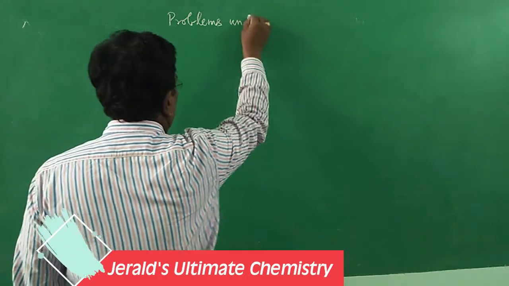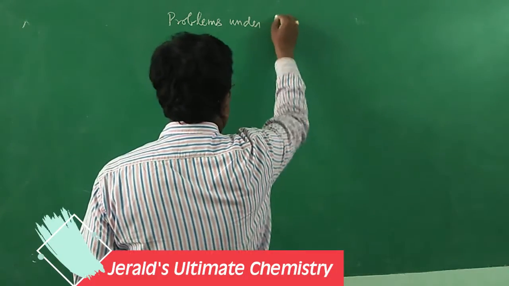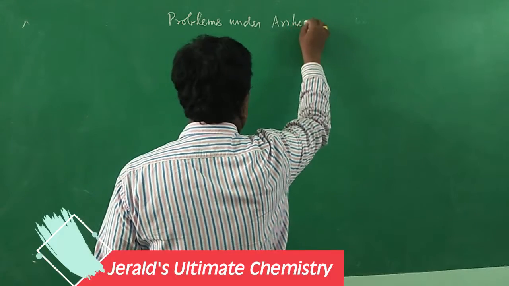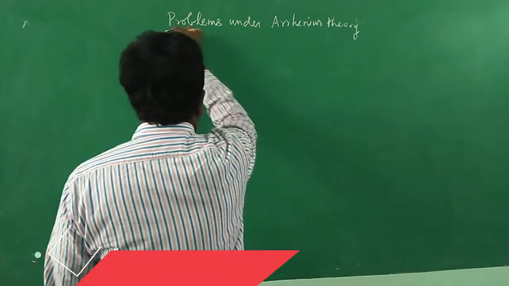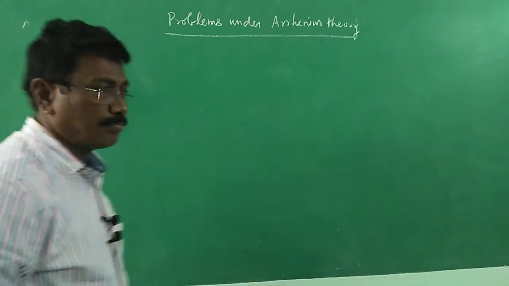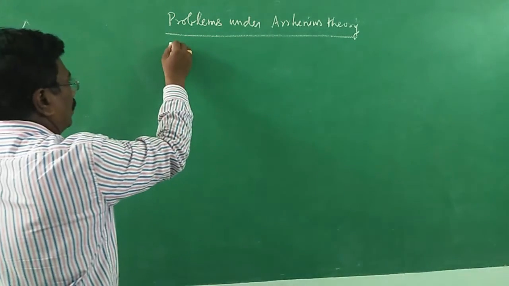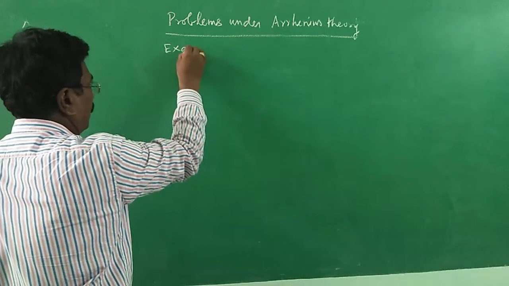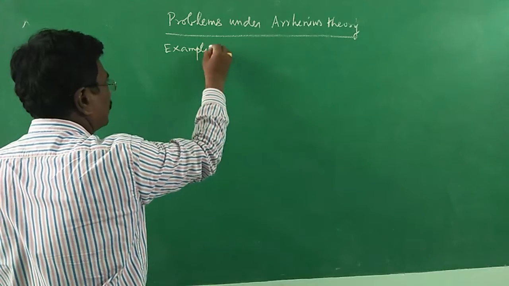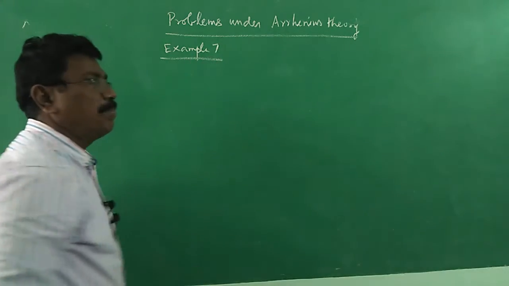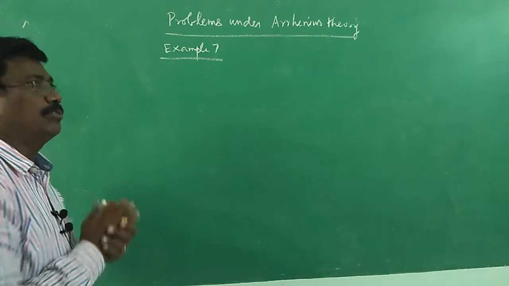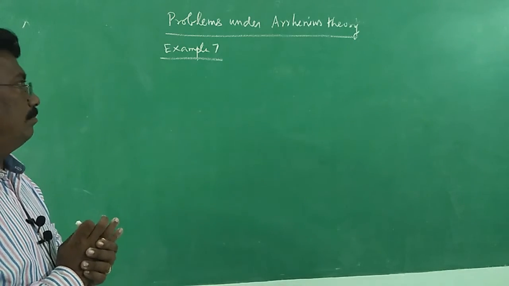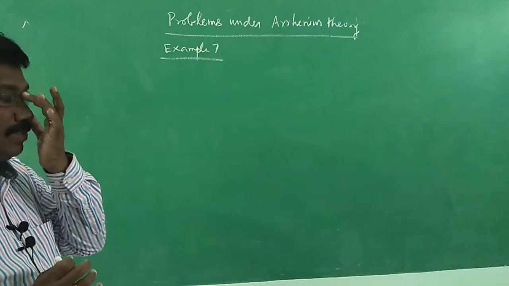Problems under Arrhenius theory. Under that, example 7. So we are going to see example 7, example 8 as well as evaluate yourself. That's what we are going to see to start with. What is given in example 7?